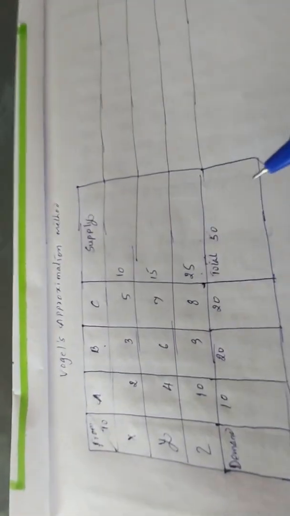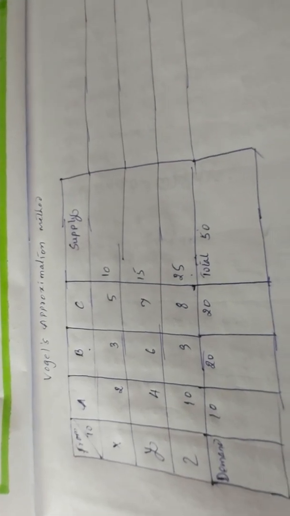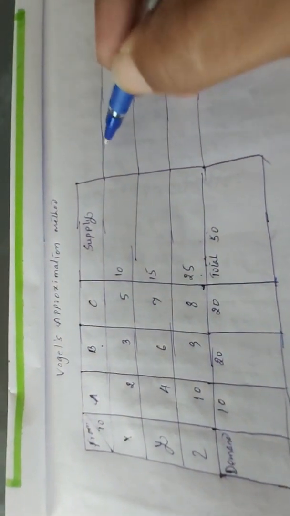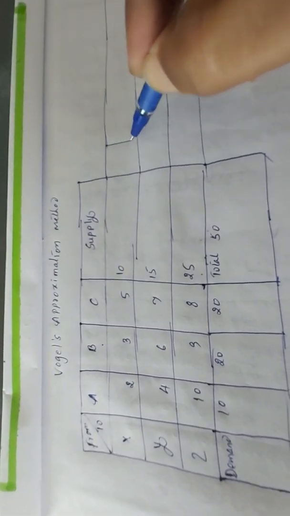See the procedure. Here I have taken some rows. In this row we have to write penalties, and in these columns we have to write penalties. What is the procedure of calculating the penalty? First, let us take the row penalty. These are all the rows.